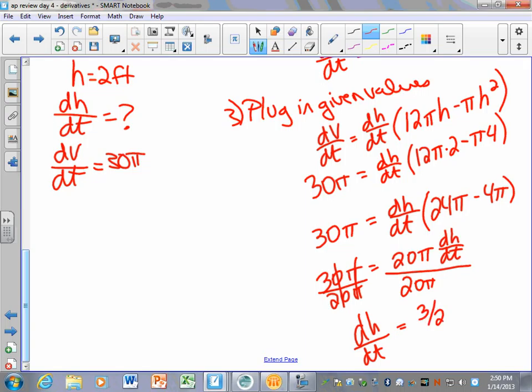And if you wanted to know units on this, think about the units in the height. The height was in feet, and the units on time here, it was 30 pi cubic feet per minute. So this would be 3 halves feet per minute is what that depth is changing, or 1.5 feet per, oh, not minute, sorry, I think it was hours. I'll go back up to the top there. Use the same units there.